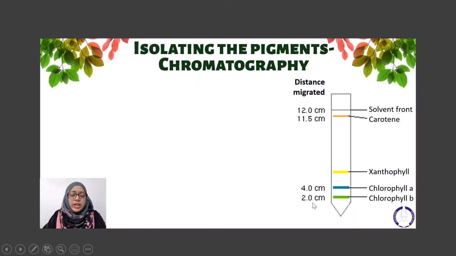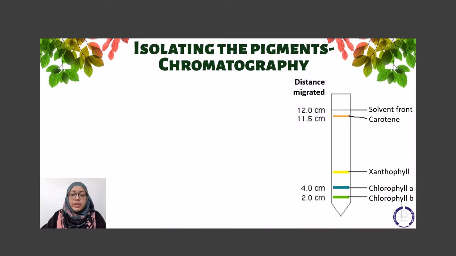And you can also tell from this particular example that because there were 4 different pigmented spots, for 4 pigments seen here, this particular leaf that was used only had 4 different pigments in it.